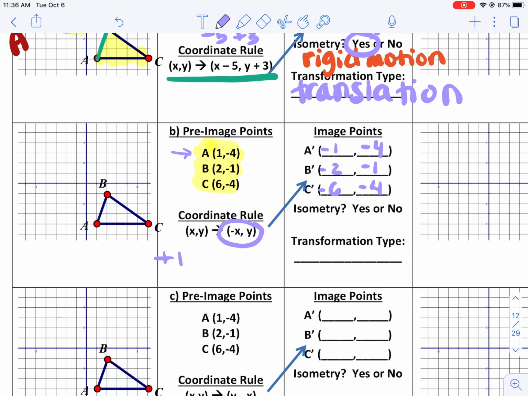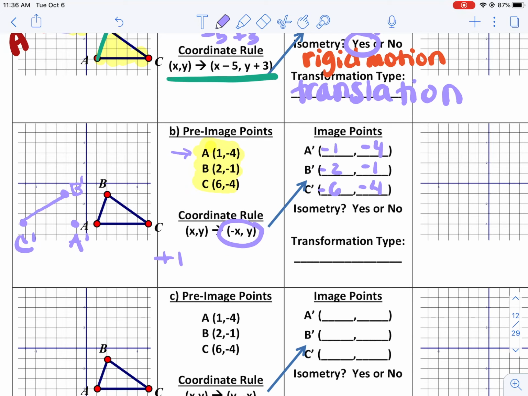So we're going to go to negative 1, down negative 4. 1, 2, 3, 4. And that's going to be our A prime. Our B prime, we're going to go negative 2, down 1. And last but not least, C was negative 6, and then down to negative 4. And that is our C prime.